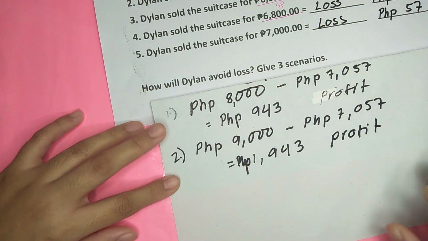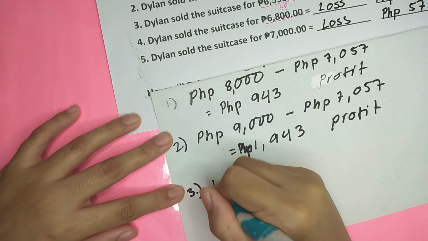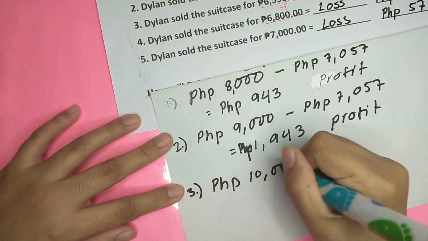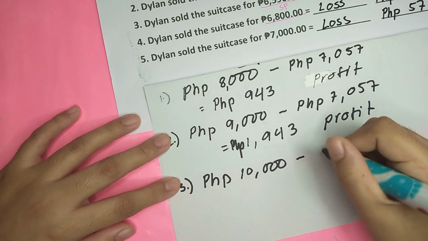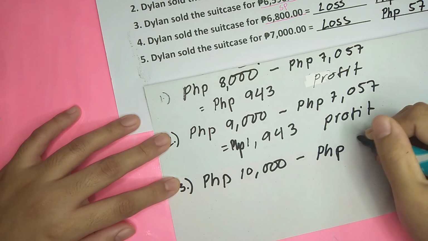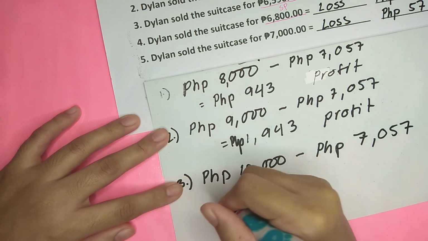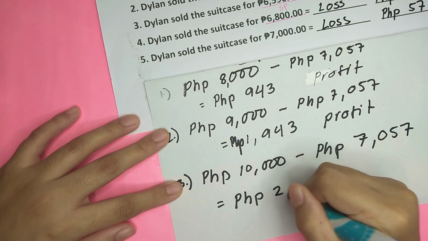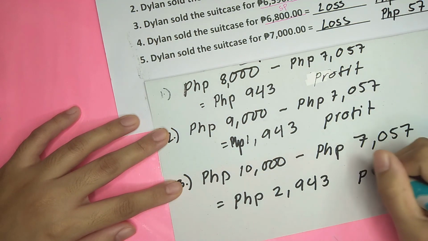Kasi, positive yung nakuha. Scenario number 3. Kung ginawa niyang 10,000 pesos yung kanyang selling price, kung binenta niya yung suitcase for 10,000 pesos, tapos, i-minus yun sa 7,057 pesos, ang makukuhang sagot doon ay positive pa rin. Which is still profit.